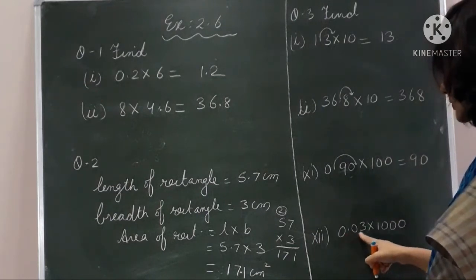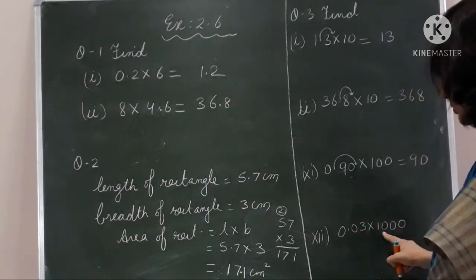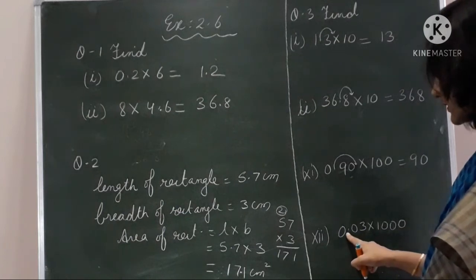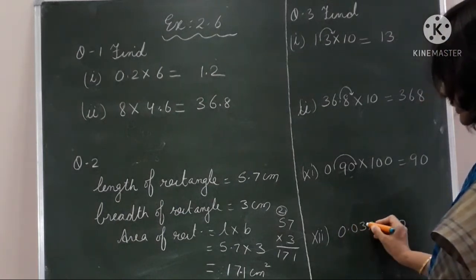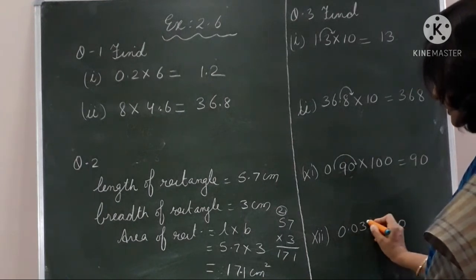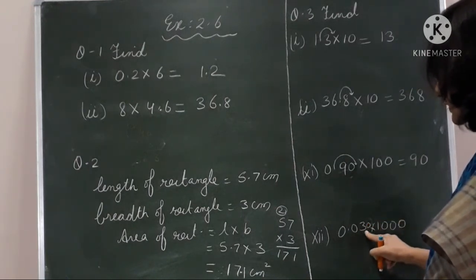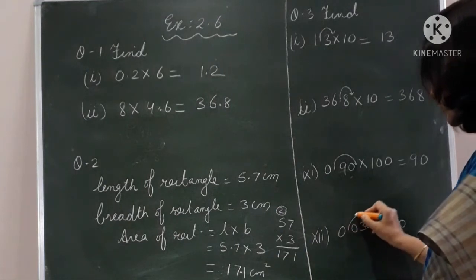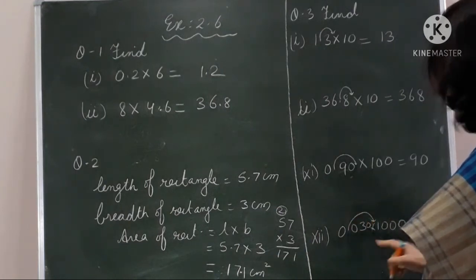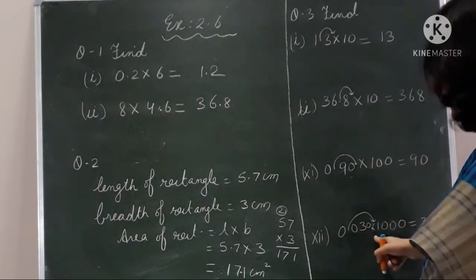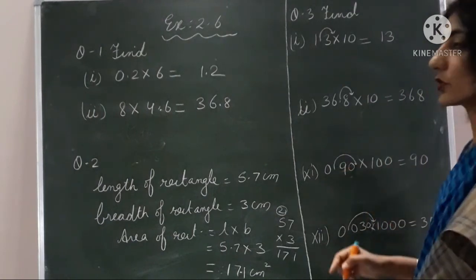Next is 0.03 multiplied by 1000. 1000 has 3 zeros. So after the decimal we will shift 3 digits to the right. But here I have only 2 digits. So I can put a 0 here. 1 zero I can put here. 0.030 multiplied by 1000. Now when I shift the decimal to the right, it will become 30. So this way multiplication by 10, 100 and 1000 you can do. Remaining parts you try yourself.